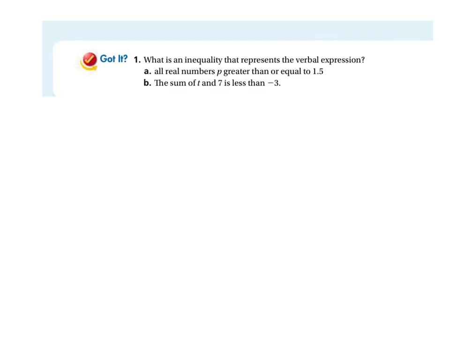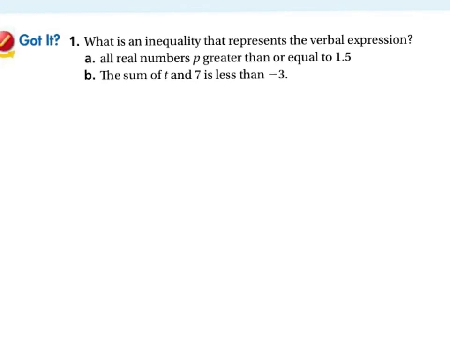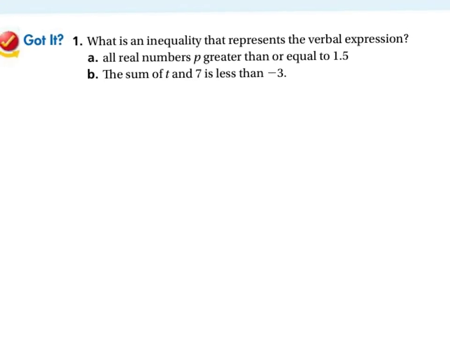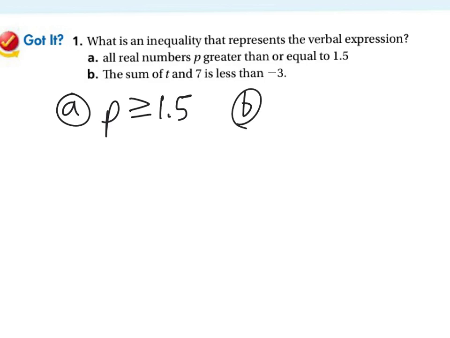So if we look at the "got it," what is an inequality that represents these verbal expressions? A, all real numbers p greater than or equal to 1 5/10. So that would be p is greater than or equal to 1 5/10. And then B, the sum of t and 7 is less than -3. So that would be t plus 7 is less than -3. They're not asking us to solve these or anything. The first one's already solved anyway, but they're just asking us to write those inequalities.